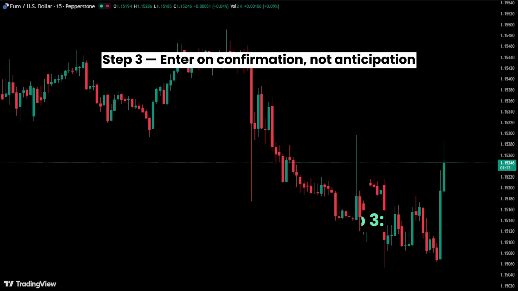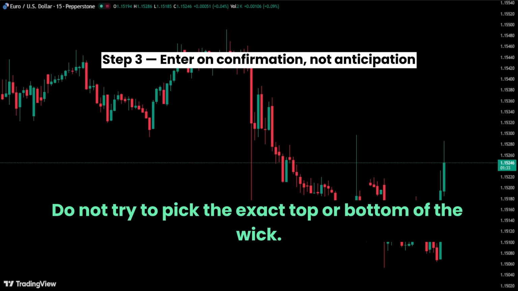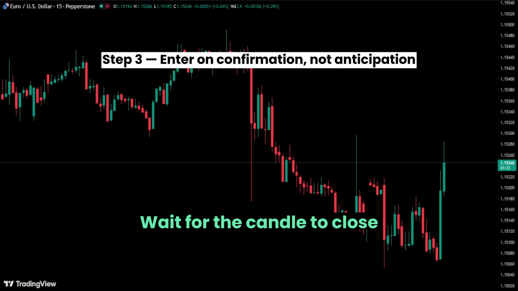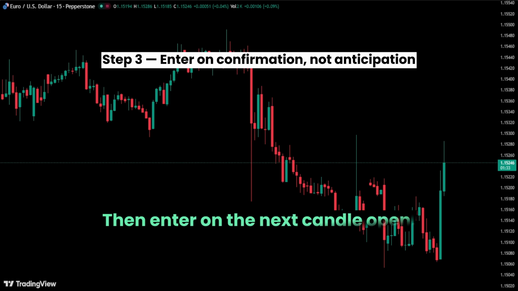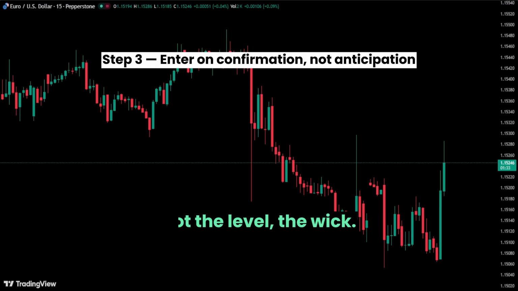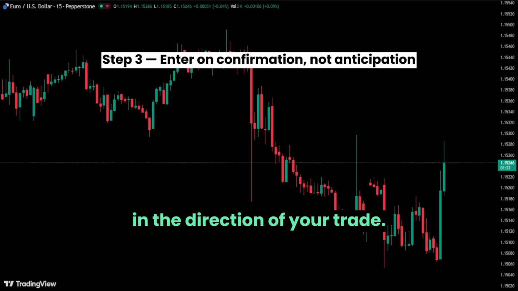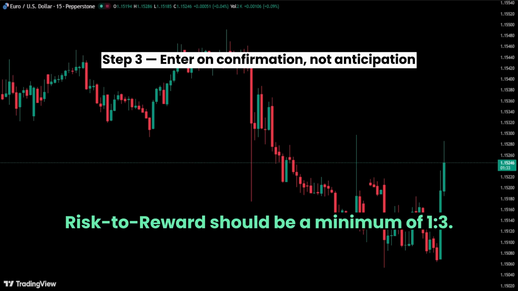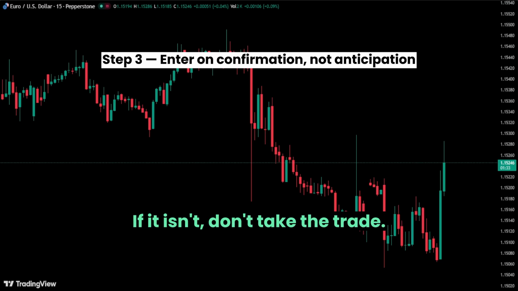Step 3: Enter on confirmation, not anticipation. Do not try to pick the exact top or bottom of the wick. Wait for the candle to close back on the other side of the HIPPO level. Then enter at the next candle open. Your stop loss goes beyond the wick, not the level, the wick. Your target is the next HIPPO level in the direction of your trade. Risk to reward should be a minimum of 1 to 3. If it isn't, don't take the trade.